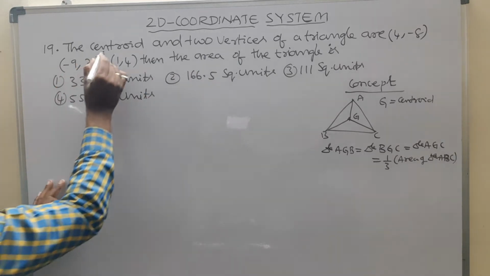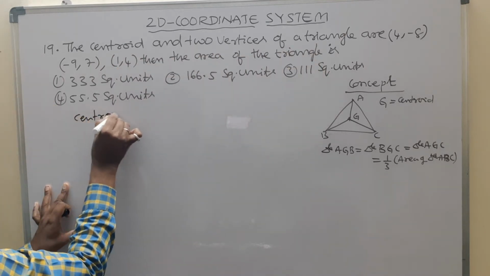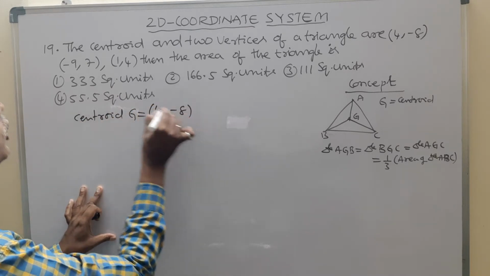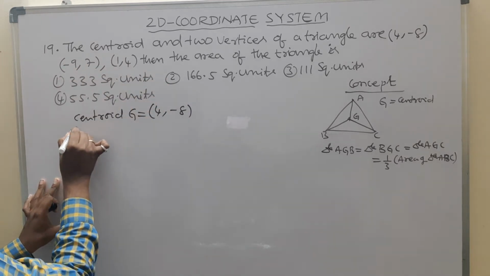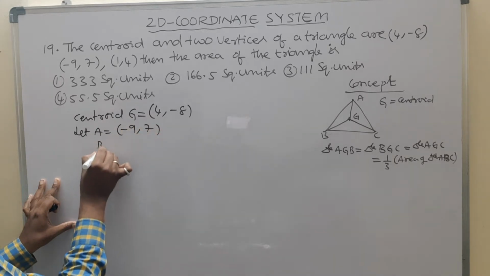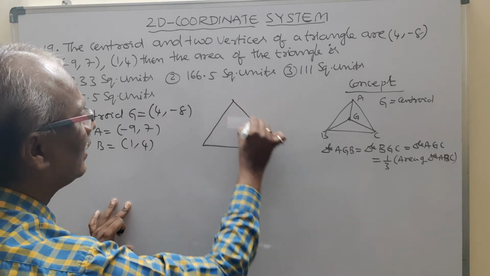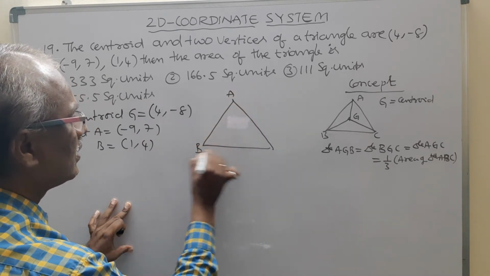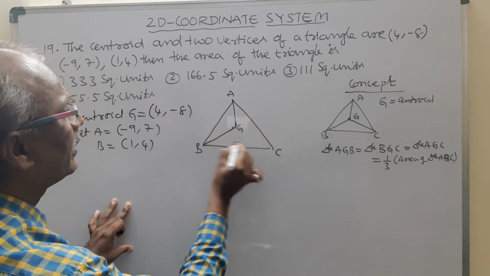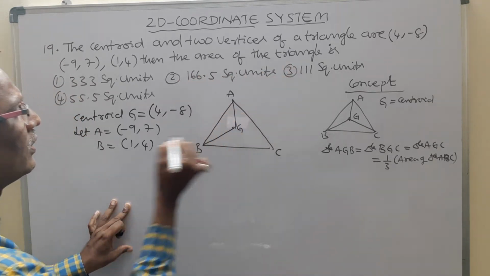In this question, centroid G is given. Centroid G equal to (4, -8). And two vertices are given. Let triangle vertices A (-9, 7) and B (1, 4). Here in this question, this is a triangle ABC, centroid G is given, this is a triangle AGB. Here we need to find the area of triangle ABC.